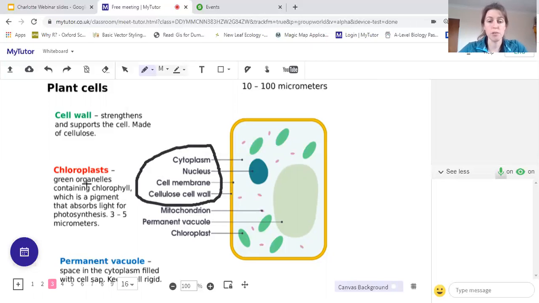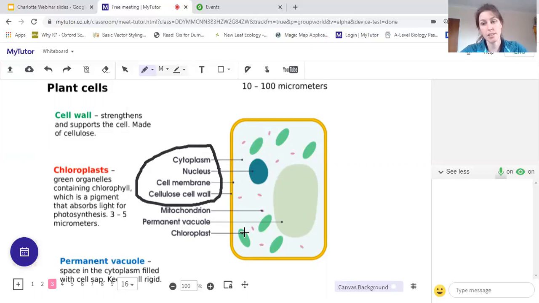Plants also have chloroplasts, which are the green organelles that you can see here. So as well as mitochondria, which are where respiration takes place, plants also photosynthesize, so they produce energy from sunlight. And that takes place in the chloroplasts. That's the name of the organelles where photosynthesis takes place. They contain a pigment called chlorophyll, which is what makes them green, and that absorbs light for photosynthesis to happen. They're about 3 to 5 micrometers in length.